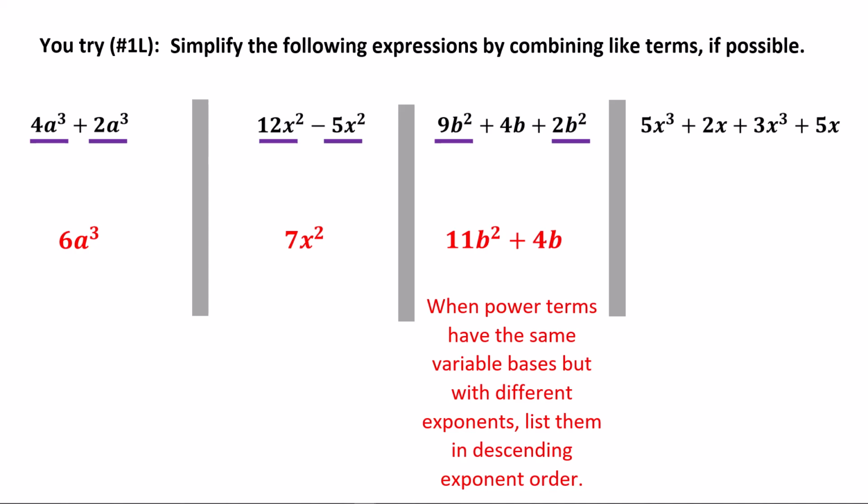When power terms have the same variable bases, but with different exponents, list them in descending exponent order. In this last one, the two x cubed terms can be combined, so we have 8x cubed, and then 2x plus 5x makes 7x. Final expression, 8x cubed plus 7x.